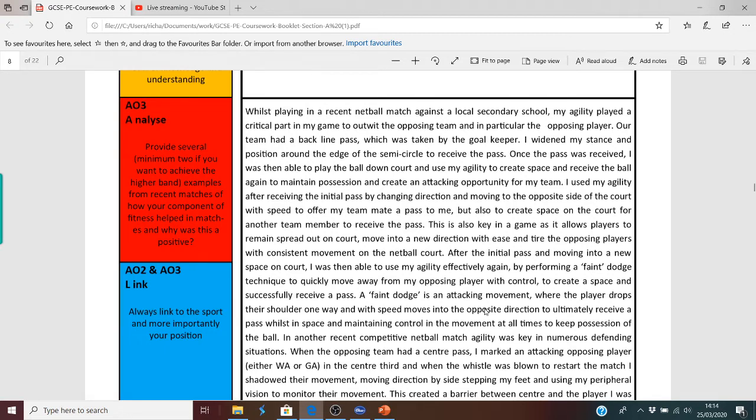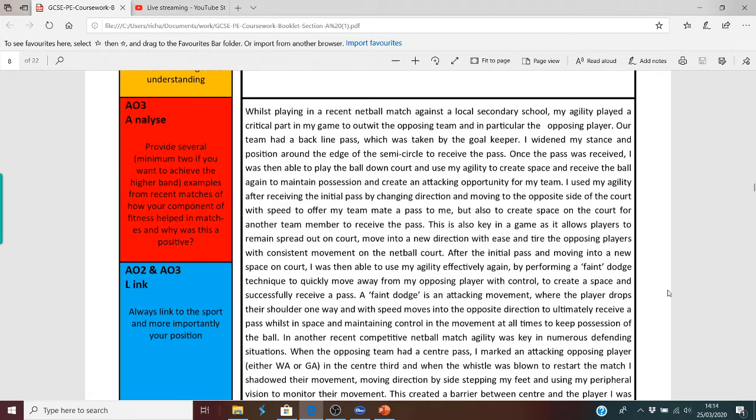A feint dodge is an attacking move where the player drops their shoulder one way and with speed moves into the opposite direction to ultimately receive a pass whilst in space and maintaining control in the movement at all times to keep possession of the ball.